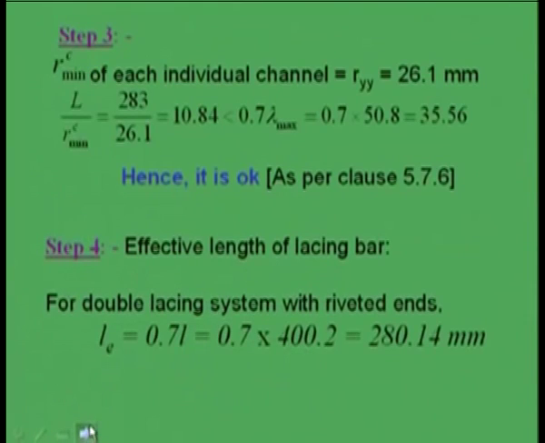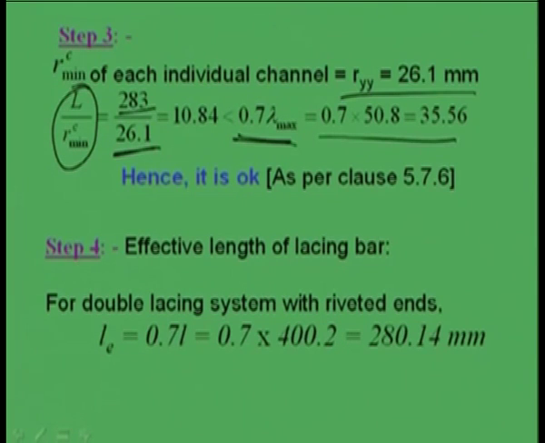Now let us see what other differences we are getting. In step 3 we will check the L by RC minimum ratio, which should be less than 0.7 lambda max. Here L is 283 and RC minimum is 26.1, because RYY is 26.1 from the table we got, and from this we find that L by RC minimum is 10.84, which is less than 35.56. So it is completely okay, right, as per clause 5.7.6 of IS 800 1984.